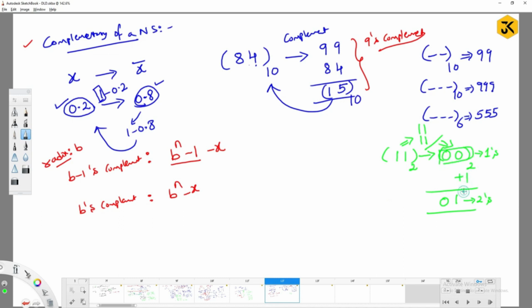For this, if you add plus 1, I will get the 2's complement. Observe here: for b power n minus 1 minus x, if I add plus 1, the minus 1 and plus 1 cancel. Then you are going to get b power n minus x, or not? That is the complement, the b's complement for a radix b. So try to solve this one.